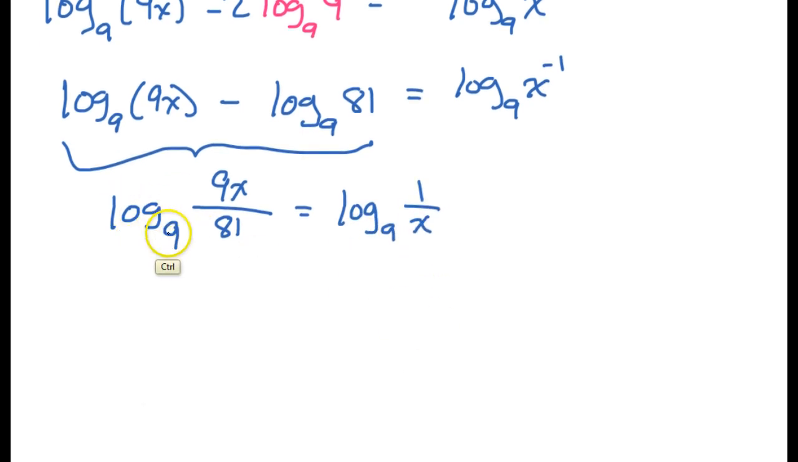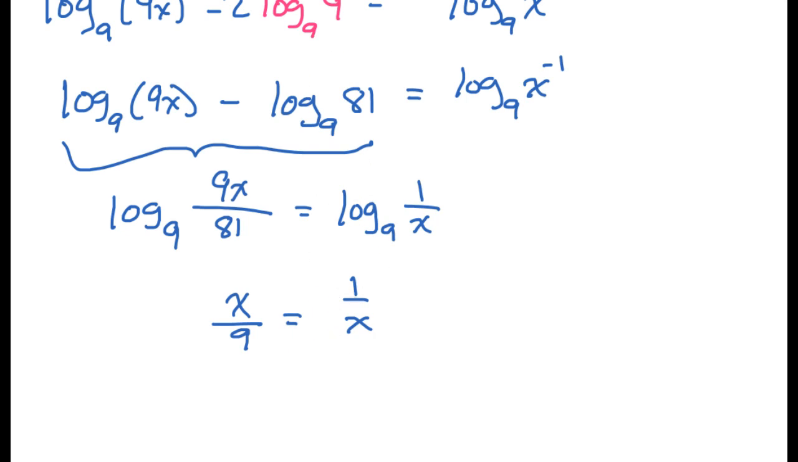Okay, now that I have log base 9 of something equals log base 9 of something, I can set the two somethings equal to each other. The arguments are equal. Now, as I copy this down, I might as well reduce this fraction. 9 goes into 81 9 times. So this is going to be the same thing as x over 9. Okay, and now here I'm bringing down the 1 over x. So I've got this.